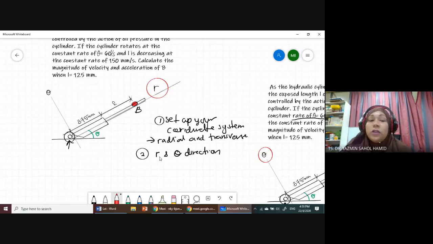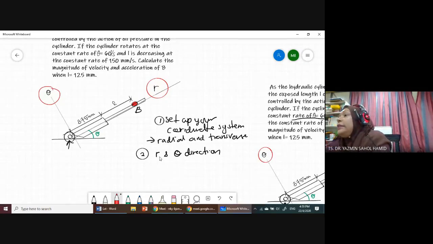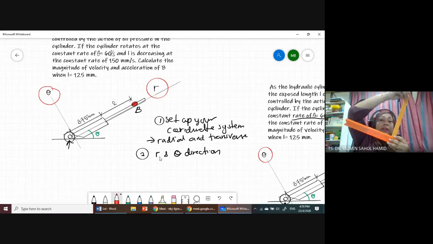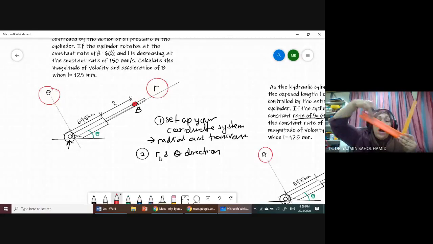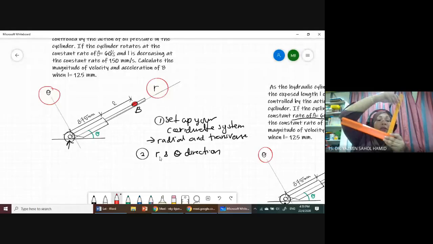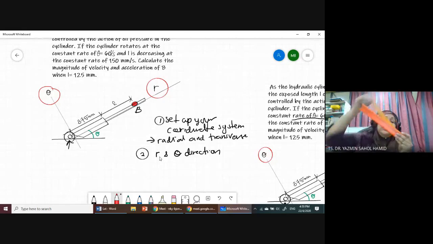How about the direction of theta? How do we establish this direction of theta? Okay, theta is the direction 90 degrees to the arm. So let's say this is our arm here. Our theta should be 90 degrees to the beam. So this is our arm, the beam of our arm. So theta should be 90 degrees. Okay, so we have established that.